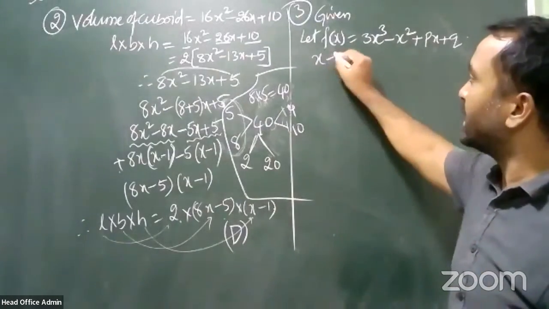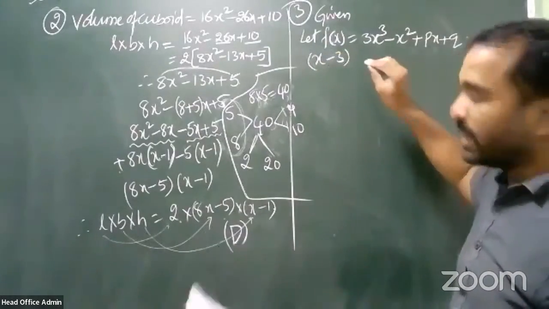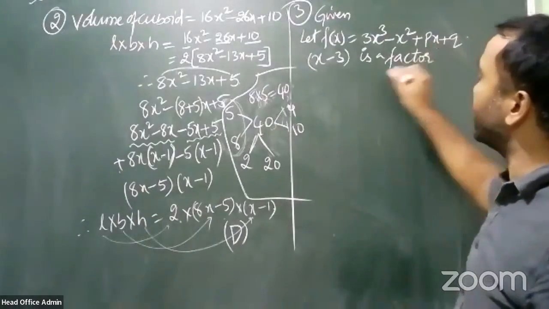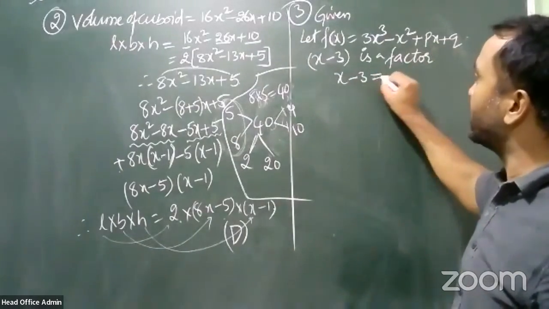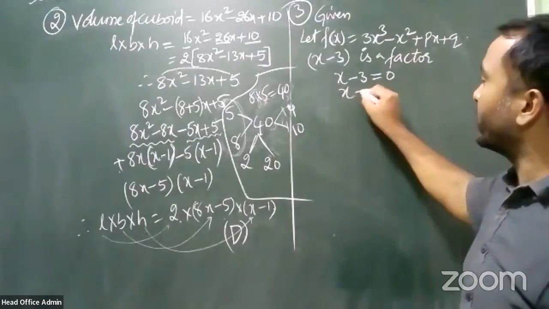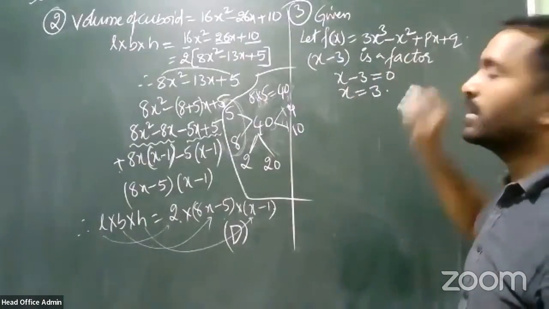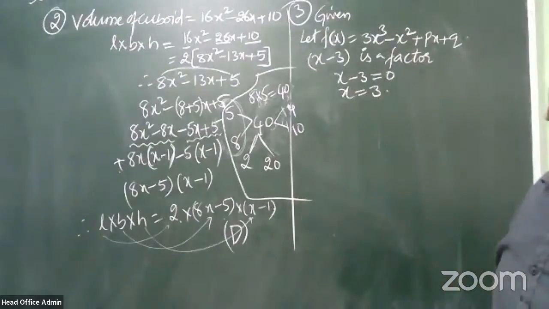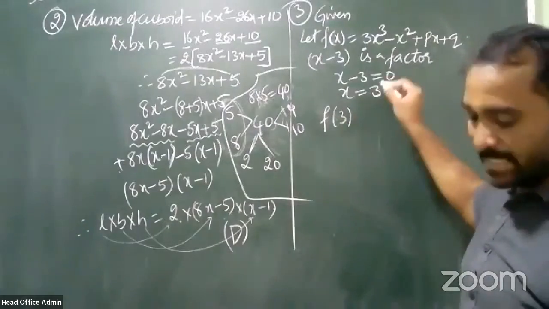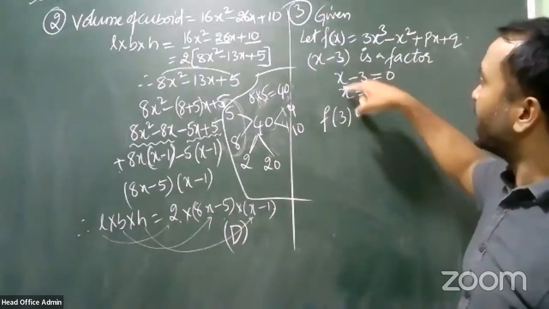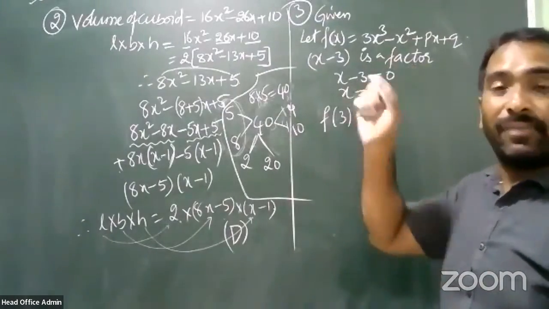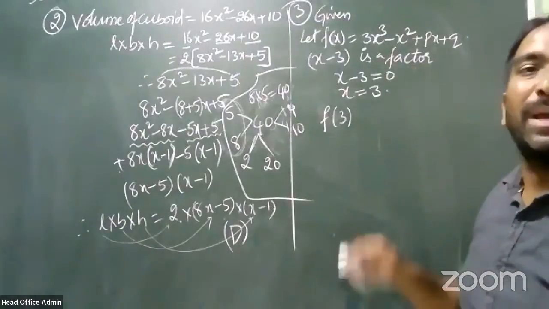So x minus 3 is a factor, it is saying. x minus 3 is a factor means x minus 3 equals 0. So x equals minus 3 comes here, means plus 3. Minus 3, if it comes after equals, it will become plus 3. Now f of 3, already it is given as a factor, no. Already x minus 3 is a factor he mentioned. When it is already a factor, the remainder will become 0.